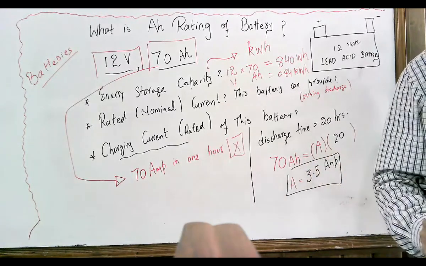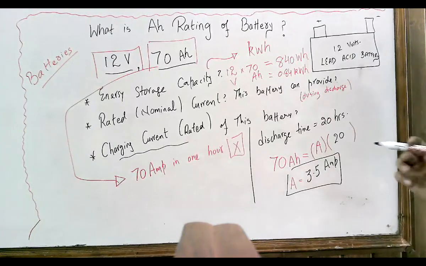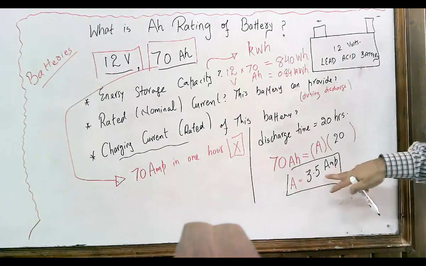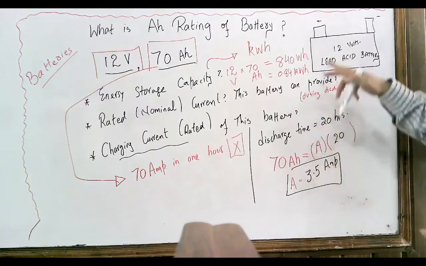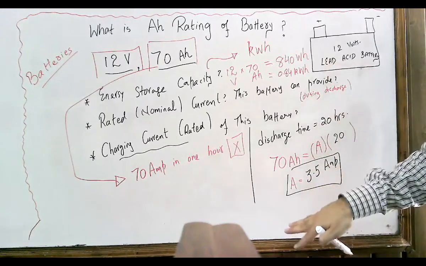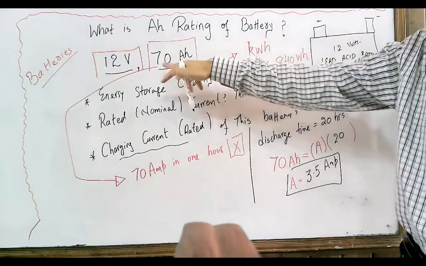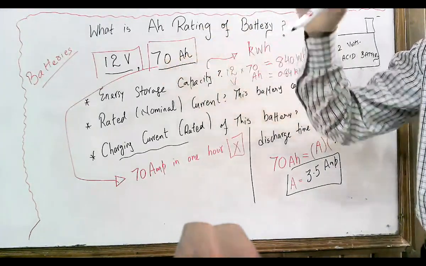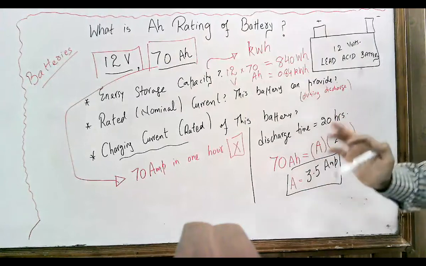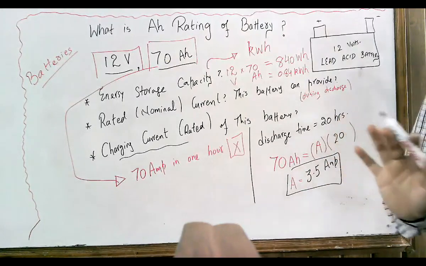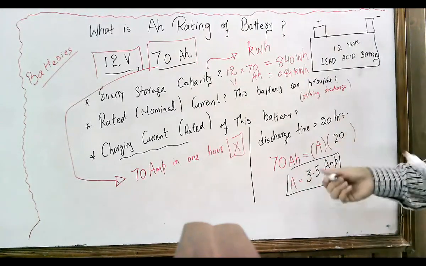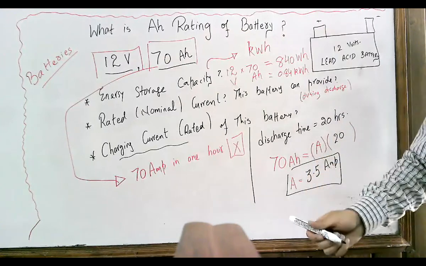If the battery is rated as 3.5 ampere, what does it mean? It means that now if ampere is 3.5 ampere, this battery, which is rated at 70 ampere hour, can provide you 3.5 amperes normally, not more. If you draw more current, what will happen?